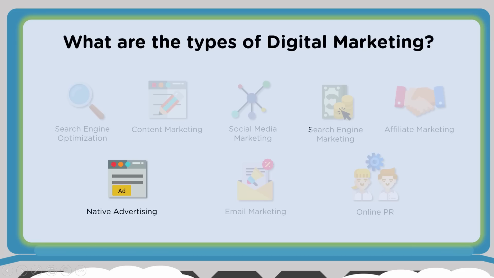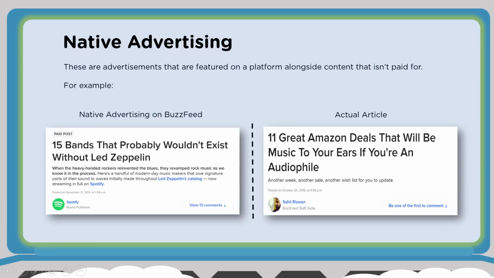Okay, let's move over to native advertising. So native advertisement means that your ad is showing up next to content that basically naturally fits. So these are advertisements that are featured on a platform alongside the content that isn't paid for. So for example, here you can see a paid post. This is by Spotify. This paid post was on BuzzFeed.